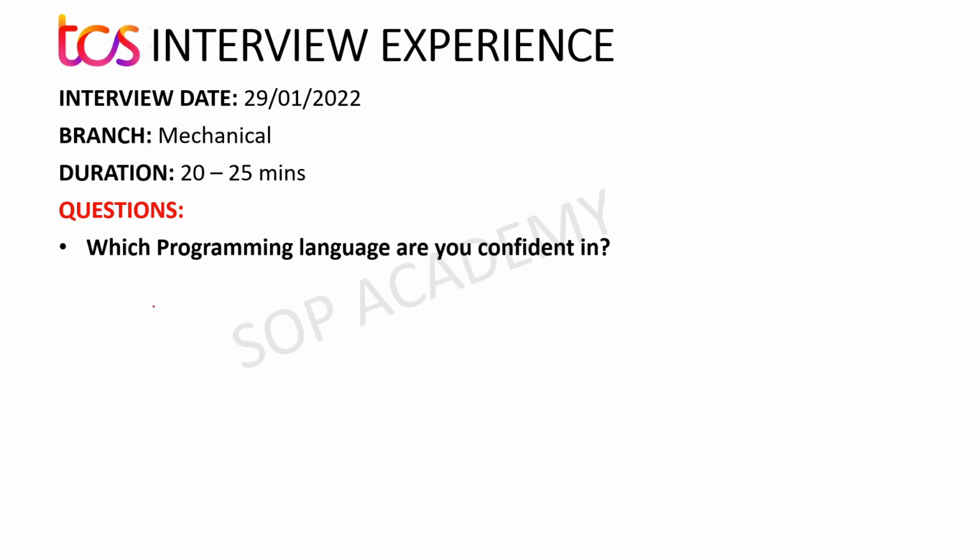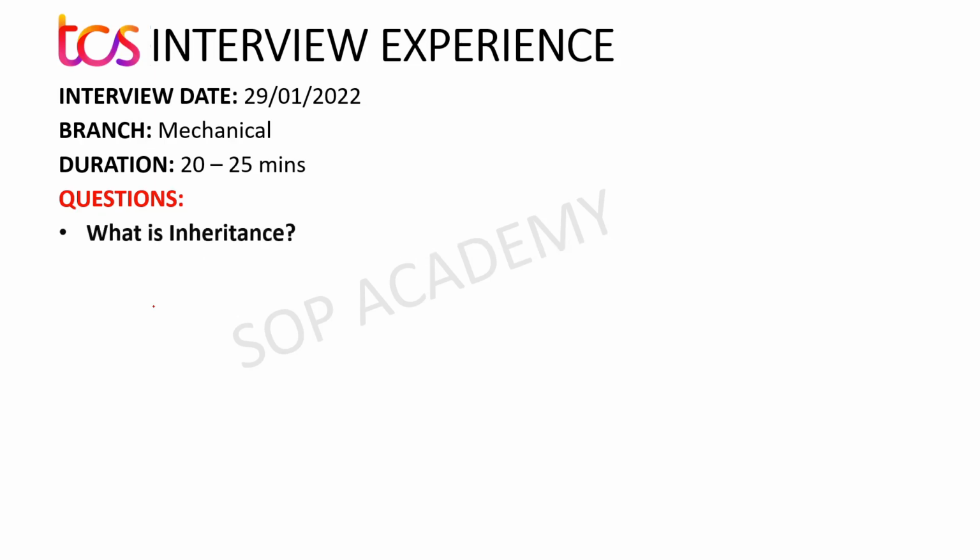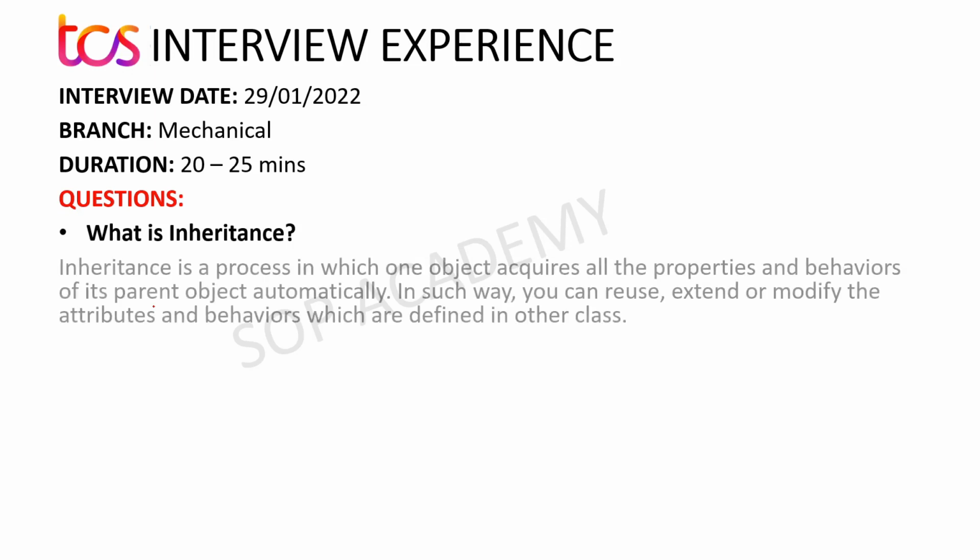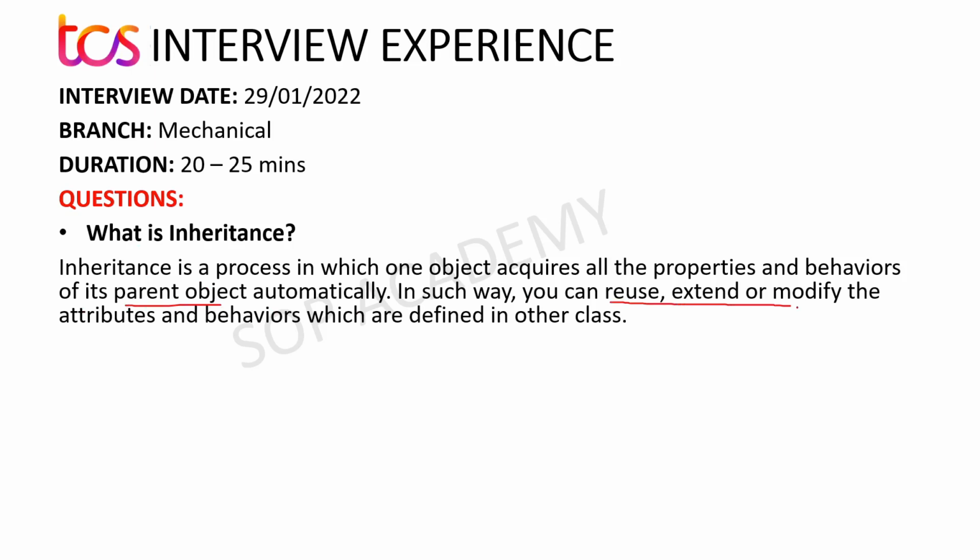Now the technical question started and the first question was, what is inheritance? So inheritance is one of the pillars of OOPS. It is just a process in which an object can acquire all the properties as well as behaviors of its parent object automatically. So inheritance is used so that you can reuse, extend or modify the attributes and behaviors which are already defined in other classes.